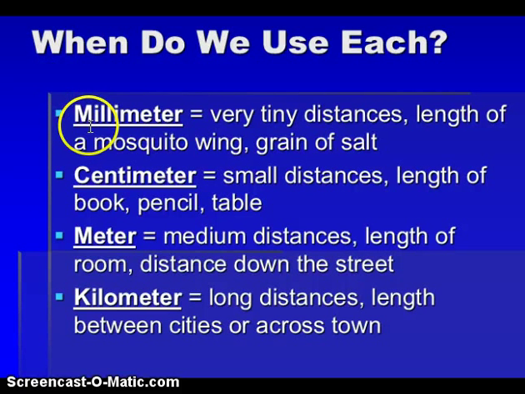And when do you use each? Well, when you're measuring with millimeters, you're measuring very tiny distances, like the wing of a mosquito or a grain of salt. Centimeters are for small distances, like the length of a book, a pencil, or your table. Meters are for medium distances, like the length across the room or the distance down the street. Kilometers are long distances, similar to our miles, as far as equal to. We use kilometers to measure the length between cities and across towns if you're talking scientifically.